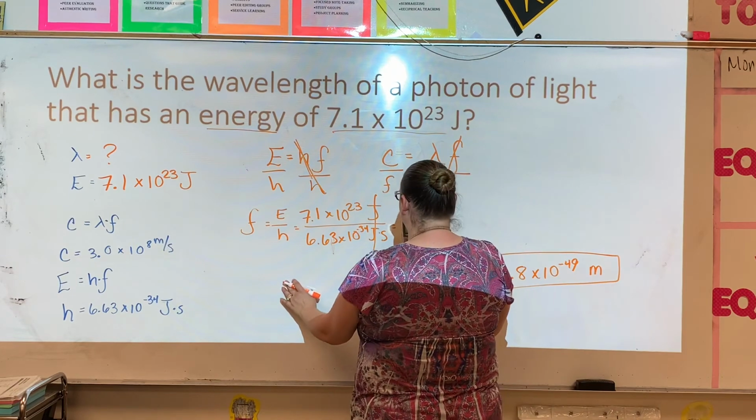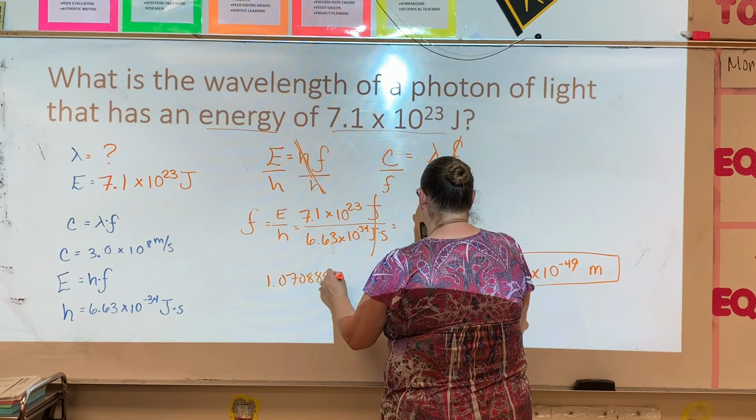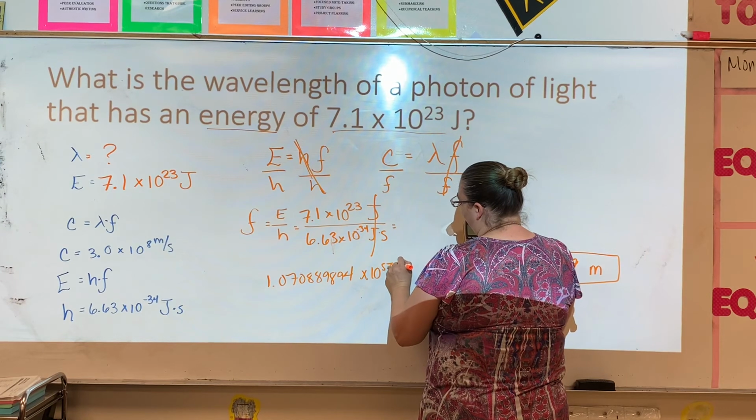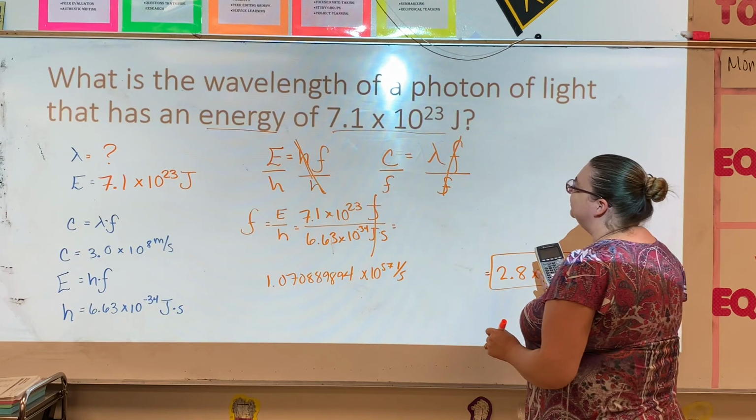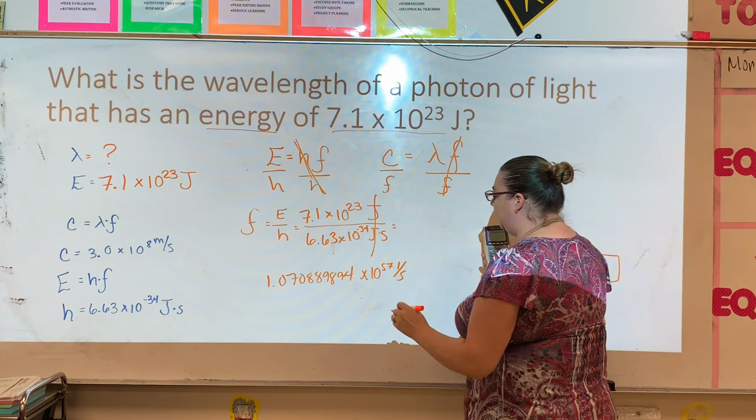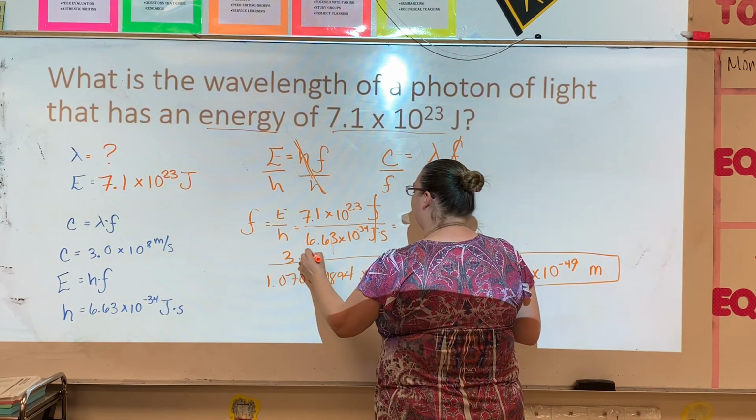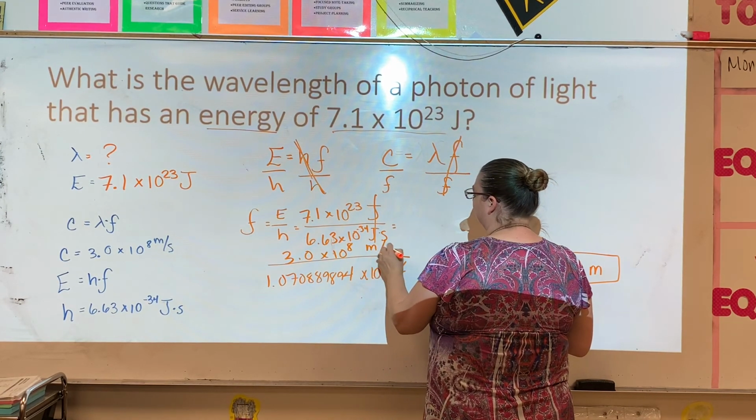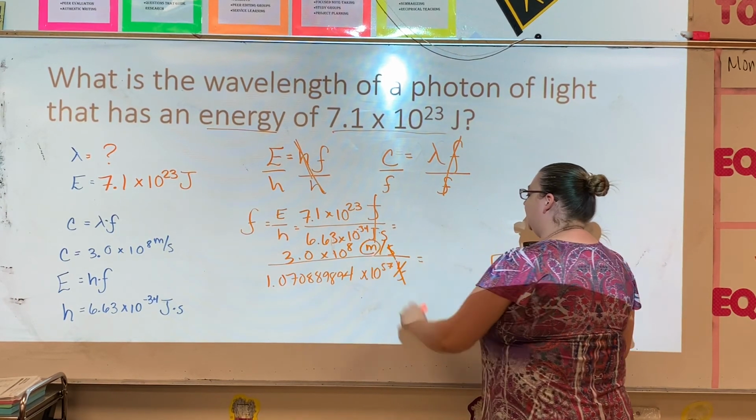Again, I don't want to round this, so I ended up with 1.07088898994 times 10 to the 57th. That's per seconds. Now, I want to do my wavelength is equal to the speed of light divided by the frequency. So I'm going to take this number that I just got and put it on the bottom of my fraction, and I'm going to put the speed of light on top. My per seconds are going to cancel, leaving me with meters.